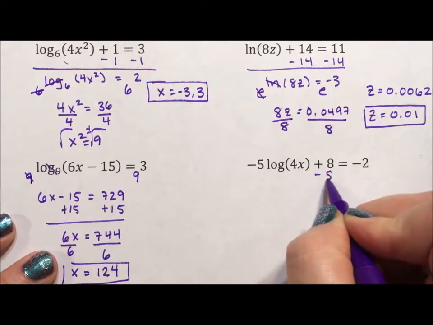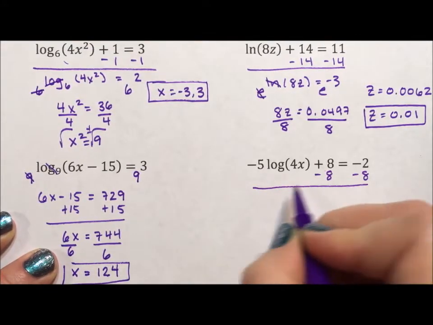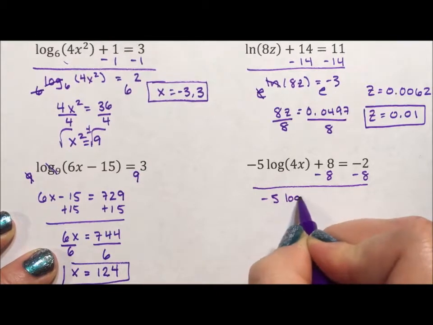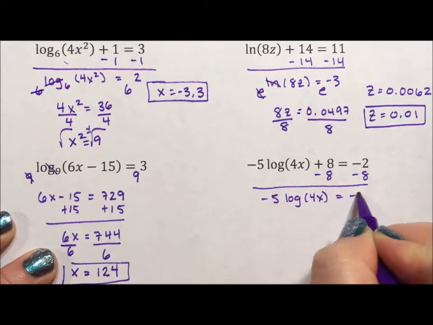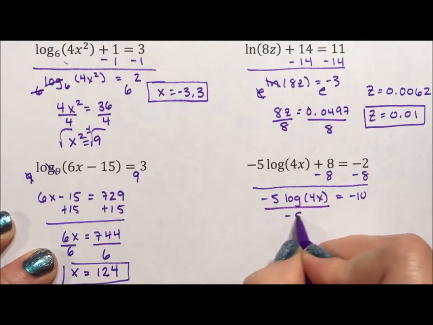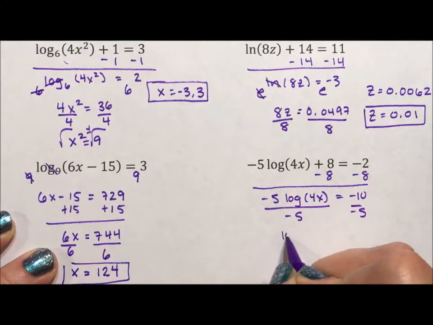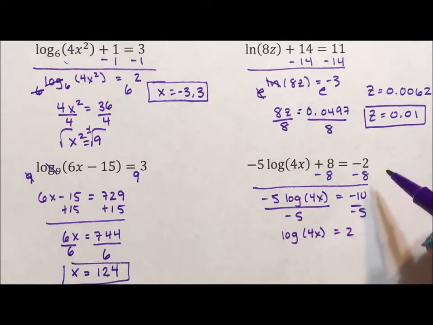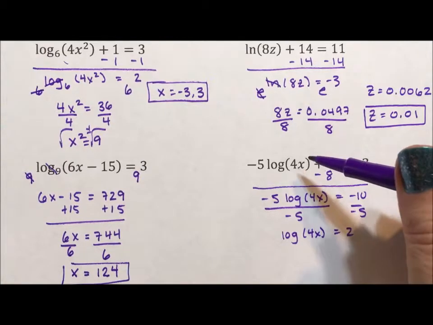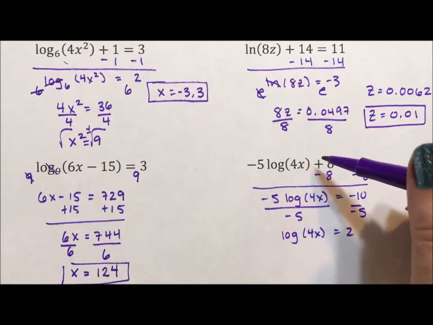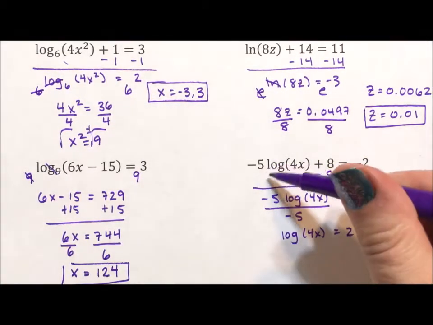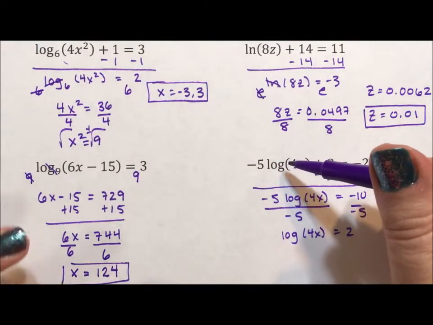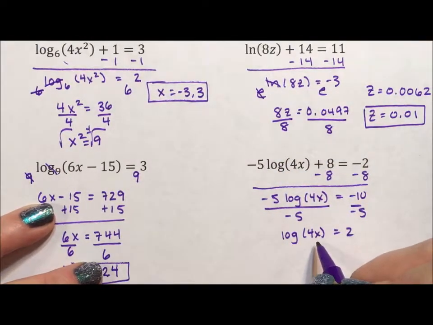Step 1, subtract 8. So -5 log of 4x equals -10. Divide by -5. Log of 4x is equal to 2. I think of this all as unwrapping my log. Again, the log has to be alone, completely alone, which means not only did I need to move the 8 over, I had to get rid of the 5. The rules of exponents say that this has to be completely alone before you do anything else, or you can do it earlier, but the rules will change and it'll become a harder problem.